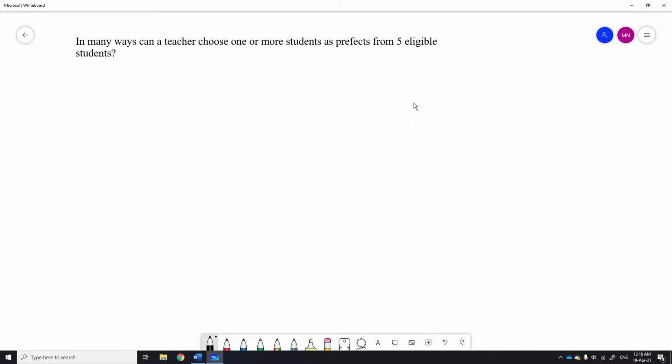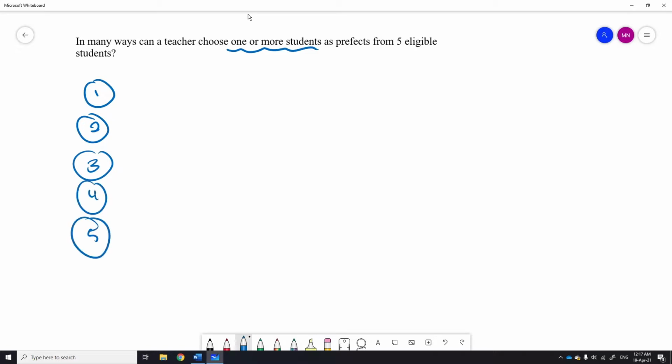In how many ways can a teacher choose one or more students as prefects from 5 eligible students? So the teacher chooses one or more students. There could be only one prefect, or 2 prefects, or 3 prefects, 4 or 5 prefects. Then it means it will be 5C1 in order to form only one prefect, or 5C2 to choose 2 prefects, 5C3 if we want to choose 3 prefects, 5C4 for 4 prefects, or 5C5 for 5 prefects.